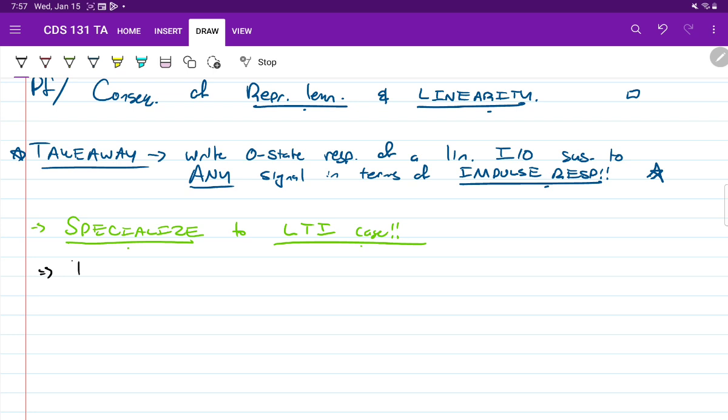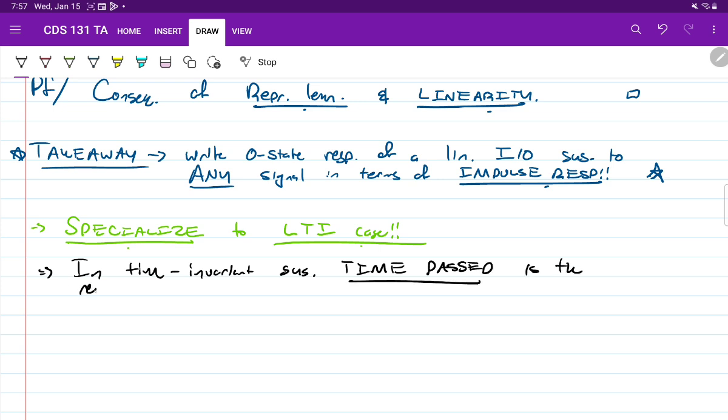And that idea is that in time invariant systems, time past is the relevant quantity, not the objective endpoint times. You might remember this from lecture 1. These LTI I/O maps are maps that are invariant under shifts in time, and this is essentially what we're saying over here.